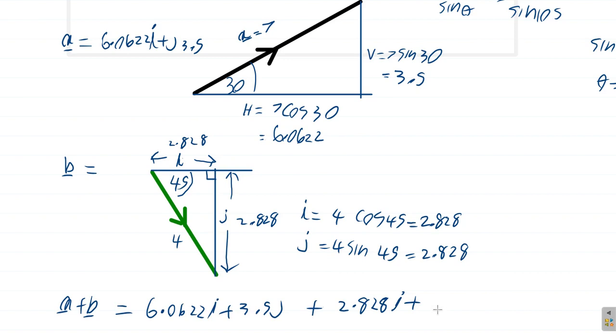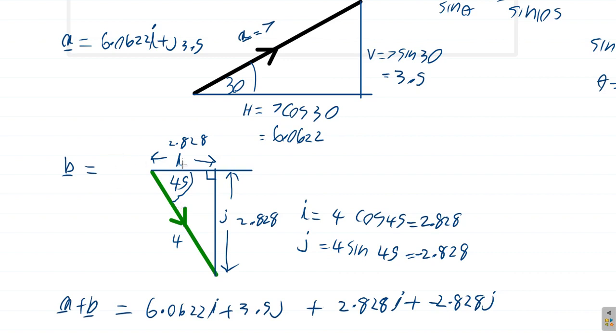Now the thing is, this angle is pointing down. You go to the right and then down. So you're going to have a negative, since you're going down from 0, it's downward. So it's plus negative 2.828j. I didn't realize that before. So even though I say sine 45, it's really sine of negative 45.